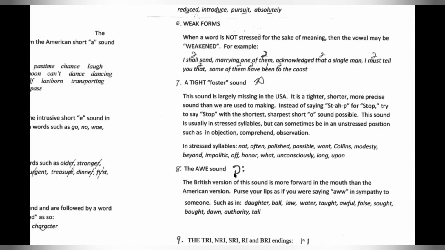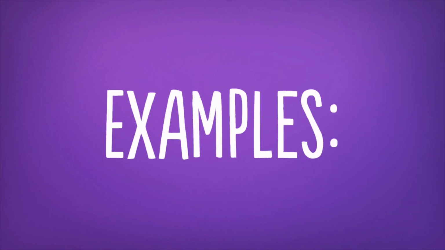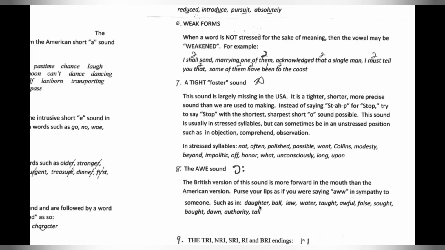The ah sound. This is the one, again, we talked about yesterday with the Liverpool. The British version of this sound is just more forward in the mouth than the American version. So you purse your lips as if you were saying, oh, in sympathy to someone. Somebody gets hurt, what do you say? Aww. Oh. Daughter. Water.